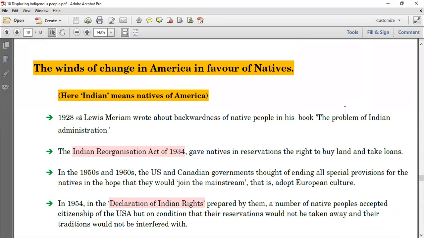The winds of change in America in favor of natives. How did things change? Here, the word Indian means the natives of America. In 1928, Lewis Meriam wrote about the backwardness of native people in his book, The Problem of Indian Administration. Then the Indian Reorganization Act of 1934 gave natives in reservations the right to buy land and take loans.